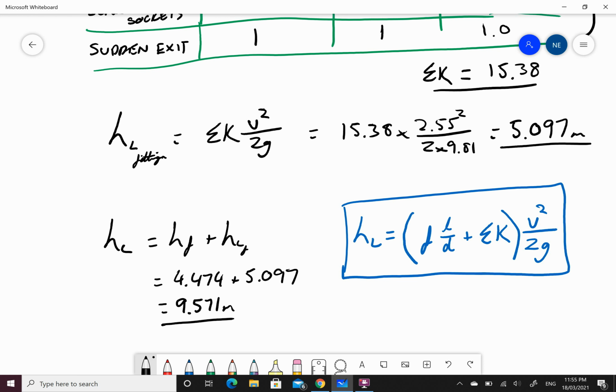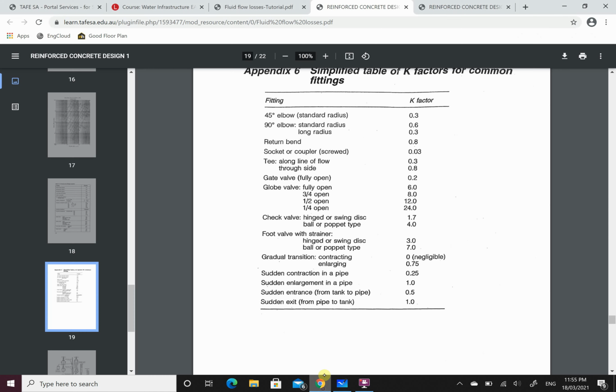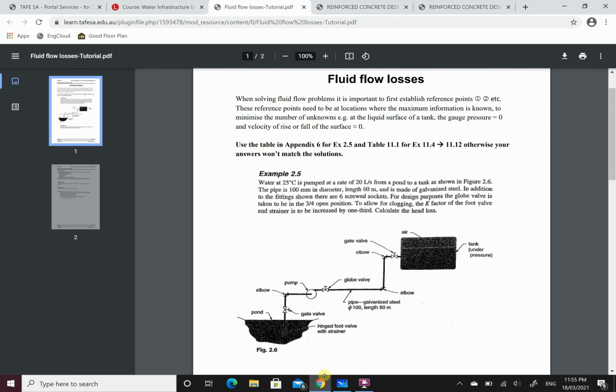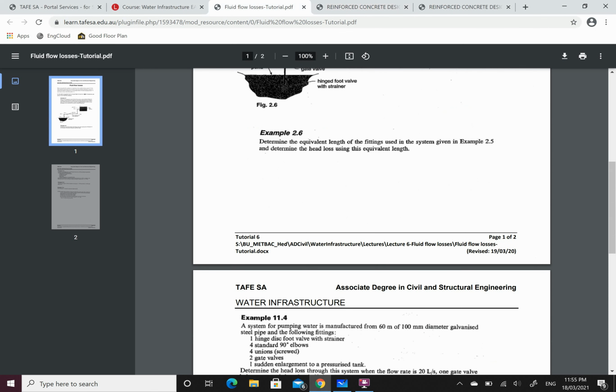Okay, so let's go through and look at the next one. Let's just clear this. Tutorial. So next question here: determine the equivalent length of the fittings used in the system given. Determine the head loss using the equivalent length.